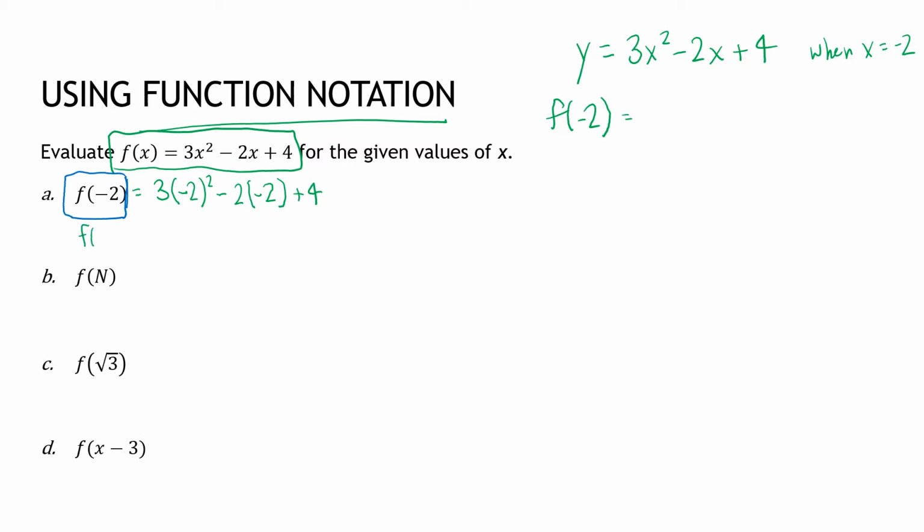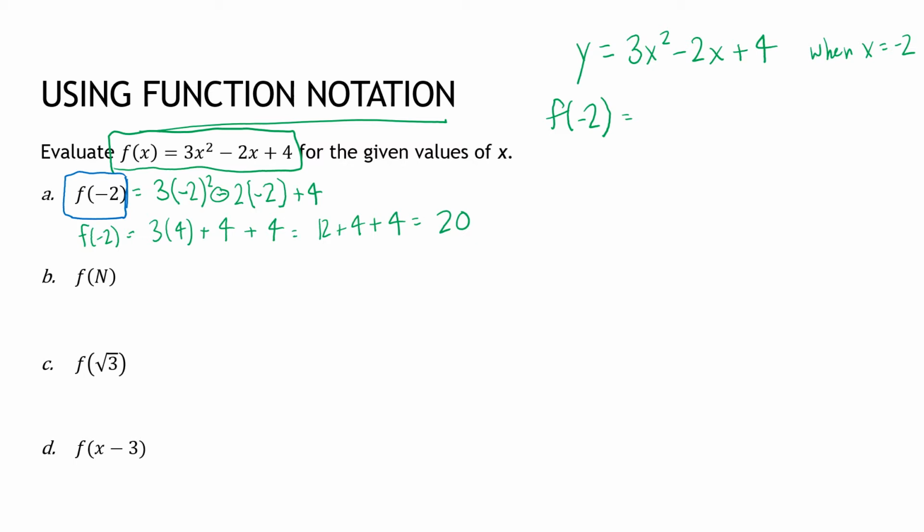So f of negative 2 equals, this would be 3 times negative 2 squared is 4, minus 2 times minus 2 is actually plus 4, and then I have plus 4. So this is 12 plus 4, which is 20. So f of negative 2 equals 20.